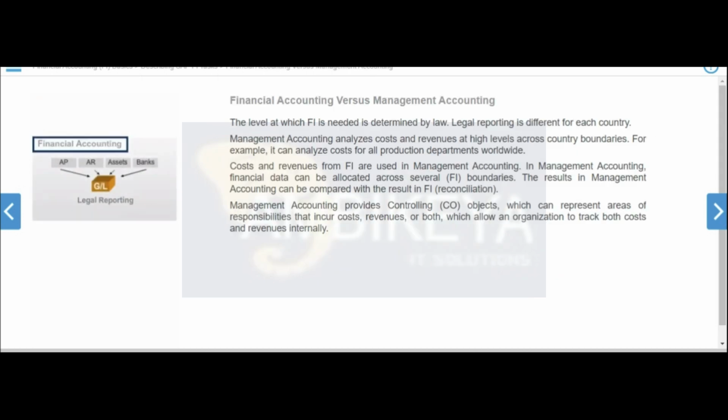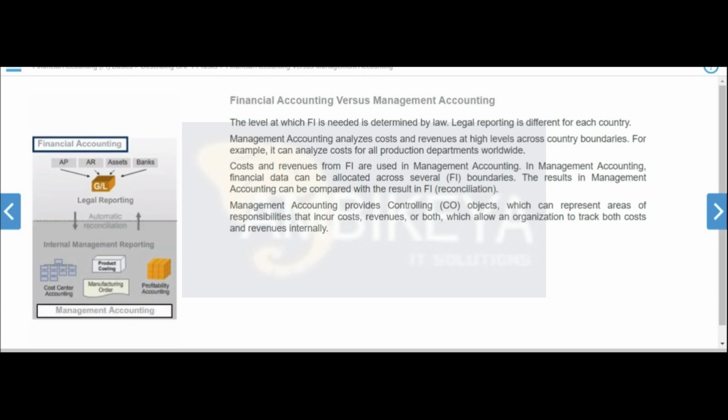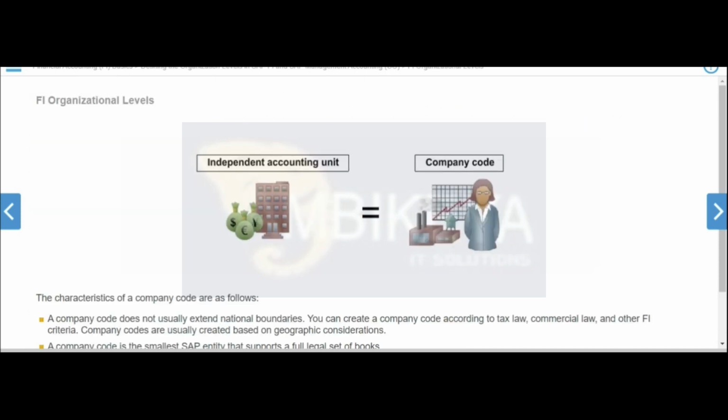FI is intended for legal reporting. It can be used to draw up a balance sheet and an income statement at the level of accounting entities. The purpose of management accounting is to collect revenue and expenses by areas of responsibility to be used for internal management reporting purposes. The characteristics of a company code are as follows.